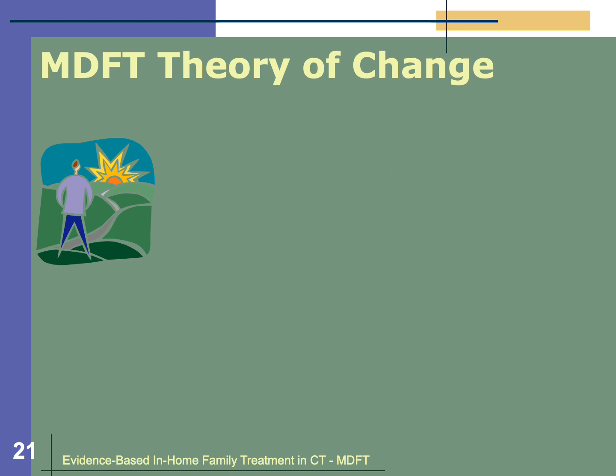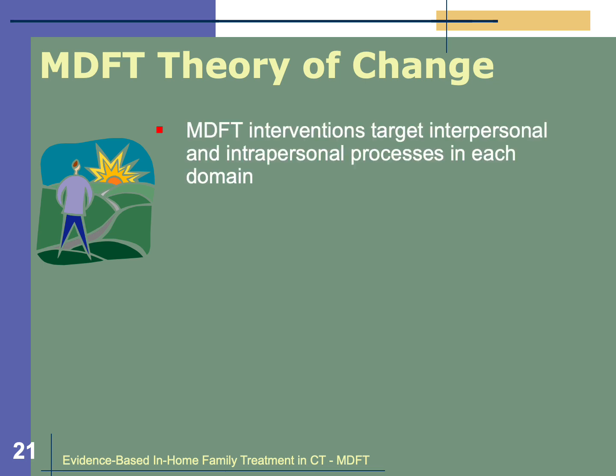So with the MDFT theory of change, they have a very clear theory of change, and it seems complex, but it's actually not. So the first is MDFT interventions identify what's going on between people and between levels. So between the family and the community, but also between people in the family. So let's say the parents and the child, but also what's going on for each process. So what's going on in the community.